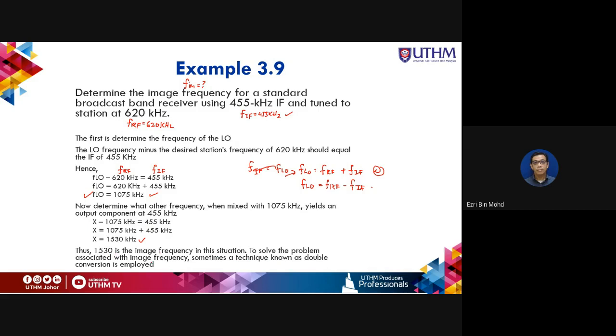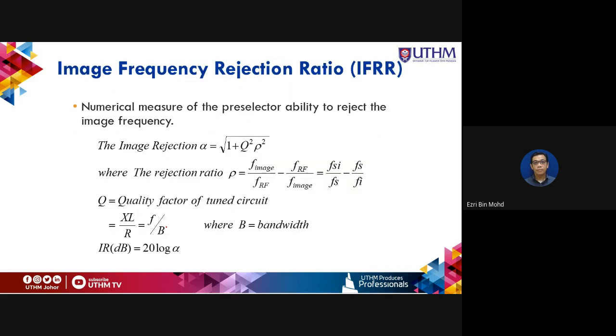To solve the problem associated with image frequency, sometimes a technique known as double conversion is employed. So other than 620 kHz that produces an intermediate frequency of 455 kHz, one other signal that can also produce the 455 kHz intermediate frequency is 1530 kHz. So that 1530 kHz is the image frequency in this situation lah. Okay.